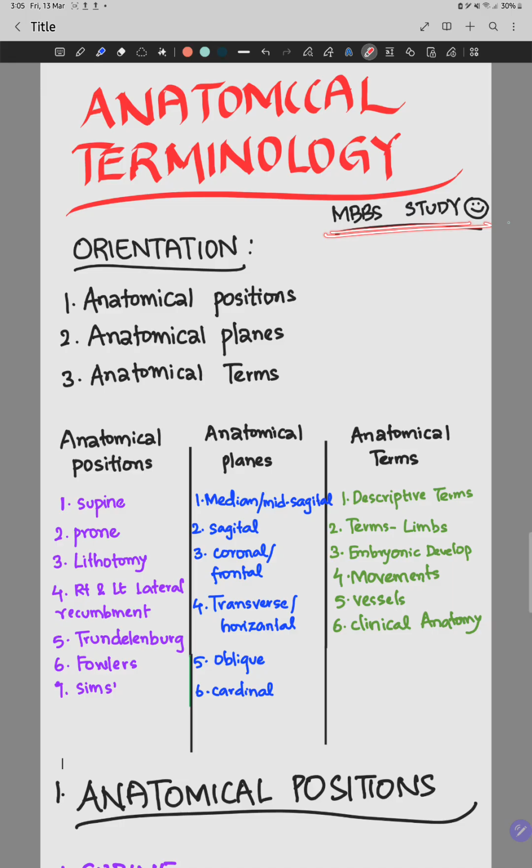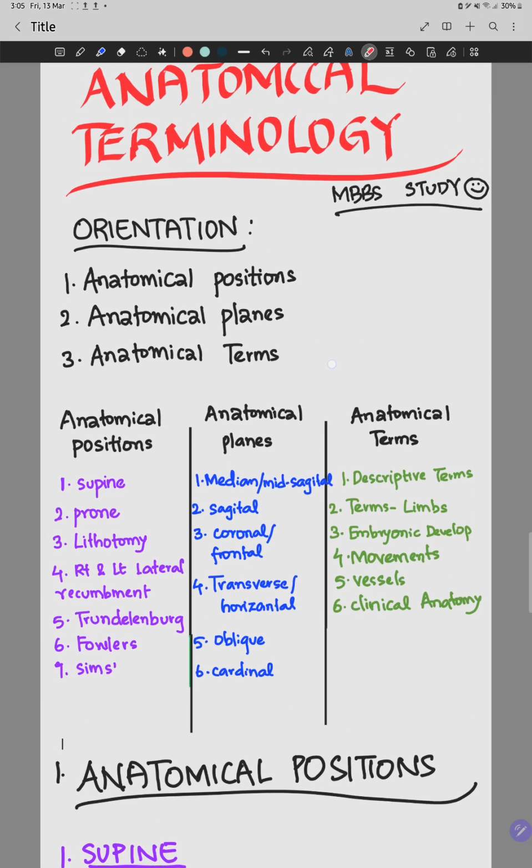This is going to be our second class, about anatomical terminology. The basic terminology of anatomy which you should know before entering into the core concepts of anatomy. By this you can build some basic foundations so that you can level up your concepts.